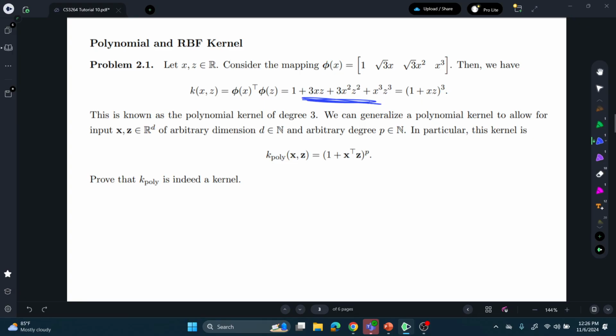Now we take a very general case. If we generalize it to an arbitrary dimension of d and arbitrary degree of p here, we want to show that a polynomial kernel is defined by 1 plus x dot product z raised to p, where p is any natural number degree, so positive degree. We want to show that k poly is indeed the kernel. Now how do we do this?